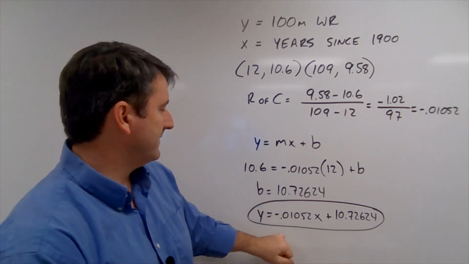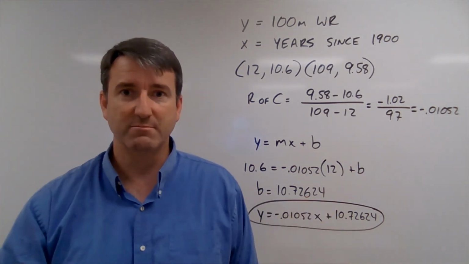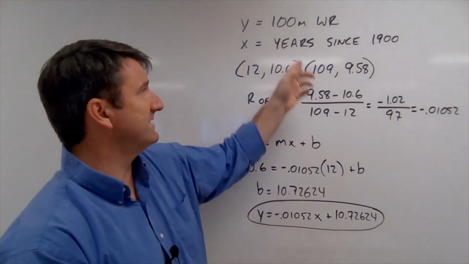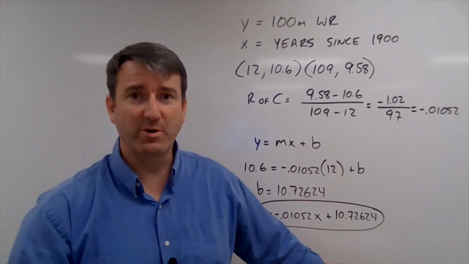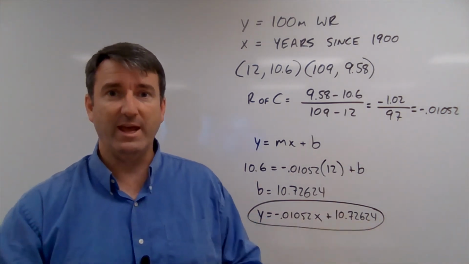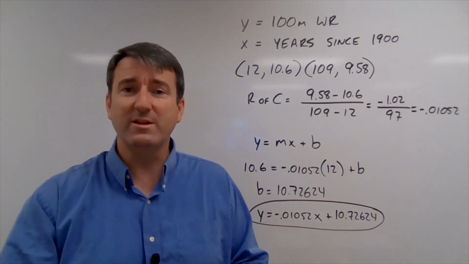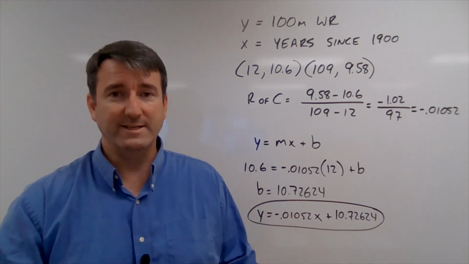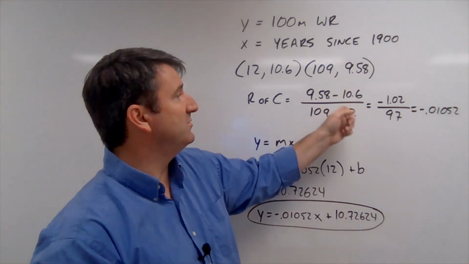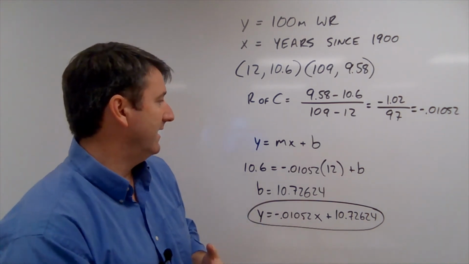All right, the last thing to talk about is the validity of this model. Well, over this time period, it actually works pretty well. If you were to plug in, say, x equals 60 and carry this out, your y value is going to be pretty close to the world record in 1960. It actually works pretty well between the years 1912 and 2009.